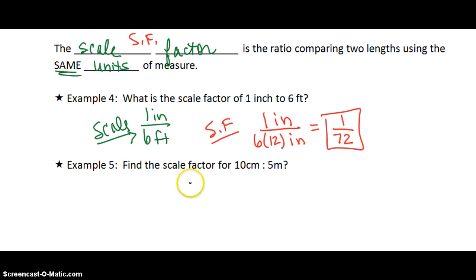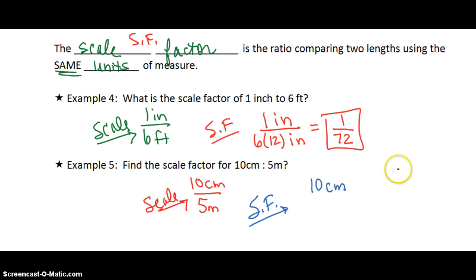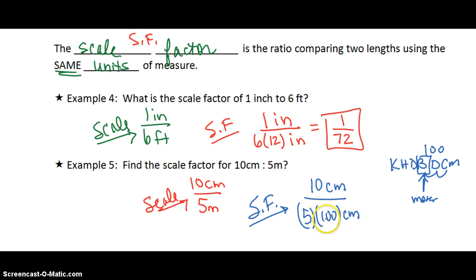Find the scale factor of 10 centimeters to 5 meters. This is the scale. So what's the scale factor, the SF? We have to convert, and it'll be easier to go from meters to centimeters. Now let's remember good old King Hector. To go from meters, which is our base unit of measure, over to centimeters, I need to multiply by 100. So I'll say 5 times 100 centimeters in 1 meter. That converts it over to centimeters, and that's going to be 10 over 500, which simplifies to 1 over 50. So our scale factor here is 1 to 50.